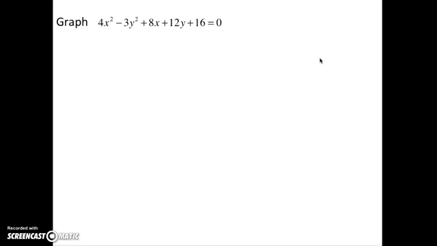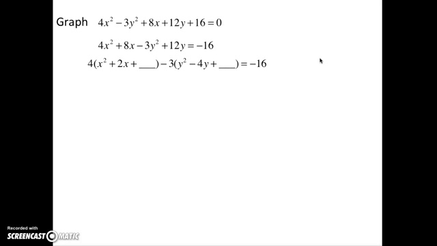Graph 4x squared minus 3y squared plus 8x plus 12y plus 16 equals 0. The first thing we're going to do is rearrange our terms, grouping the x's together and grouping the y's together, and moving the constant to the other side. We're going to factor out a 4 from the x terms because the 4 is the coefficient in front of the x squared. And then we're going to factor out a negative 3. When we factor out a negative 3, it's going to change the sign of the middle term. So you see how we started off with a positive 12? When we factor out negative 3, we end up with negative 4.